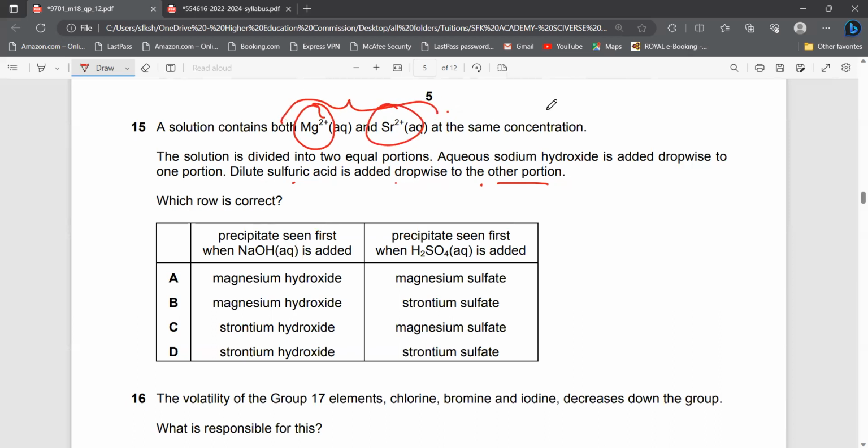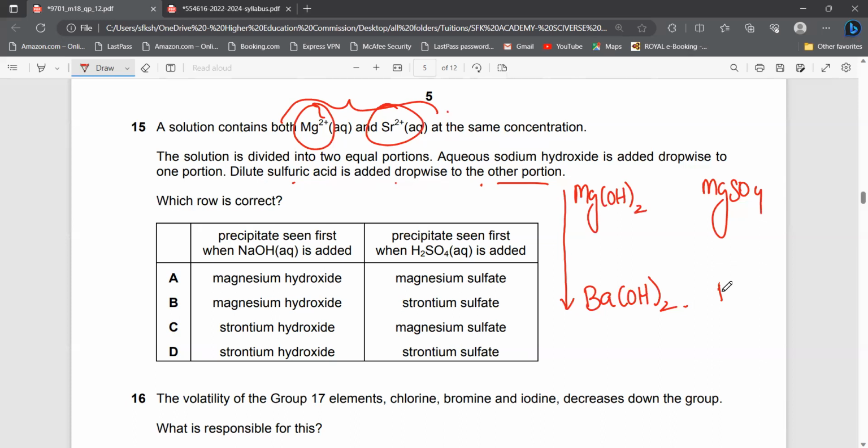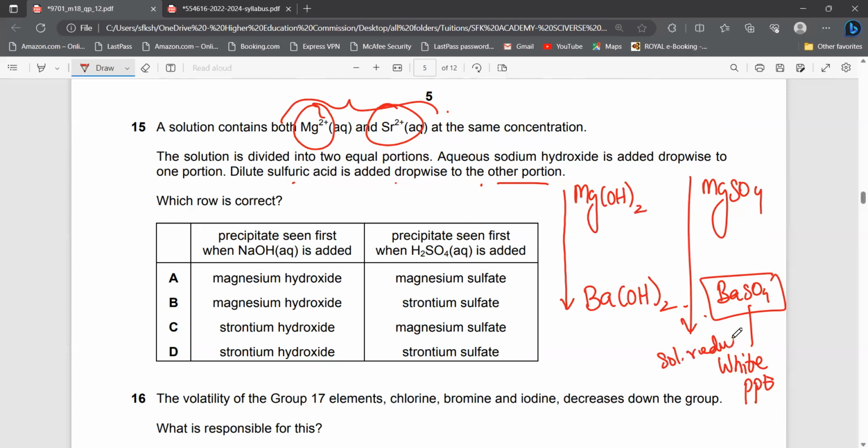Now, we are comparing the hydroxides of group 2 and the sulfates of group 2. So, if you guys remember the trends, you can answer this question. Now, the solubility of hydroxides increases as we go down the group. Okay, group 2. And what about sulfates? So solubility of sulfates decreases as we go down the group. So barium sulfate is actually a white precipitate, right? Because the solubility is reducing. Solubility reduces as we go down the group.